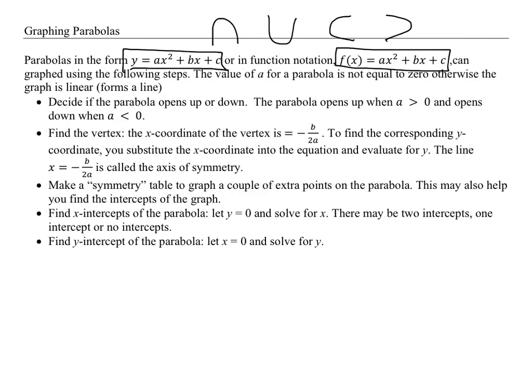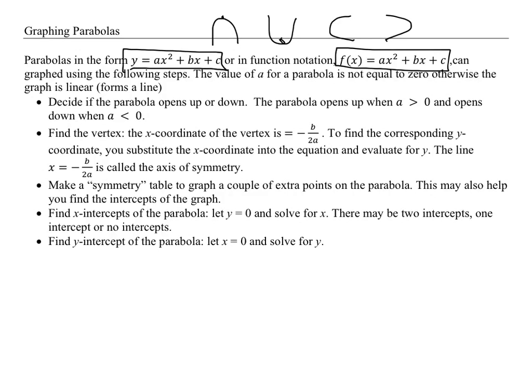Okay, so there's like 5 bullets here. To decide whether the parabola opens up or down, the a value is your determining factor. If it's positive, the parabola opens up. Negative, the parabola opens down. The x-coordinate of the vertex is negative b over 2a. What the heck is a vertex? It's either the highest point on the parabola if it opens down, or the lowest point if it opens up. Good?